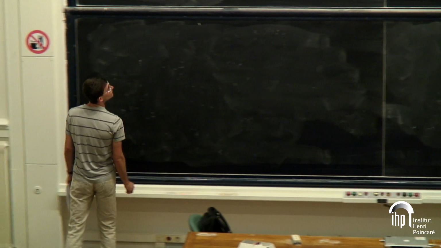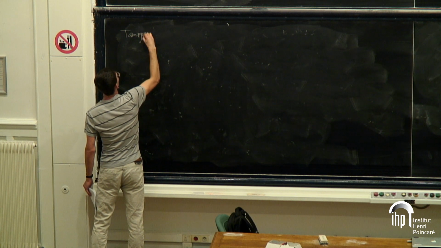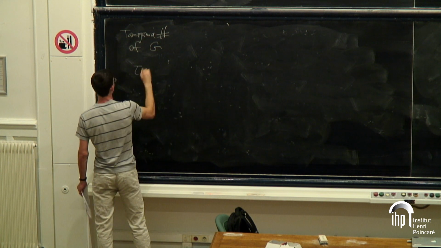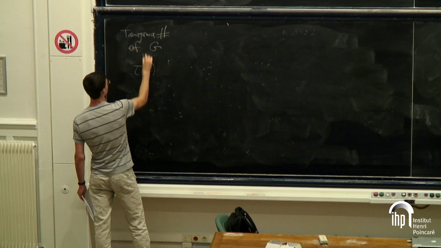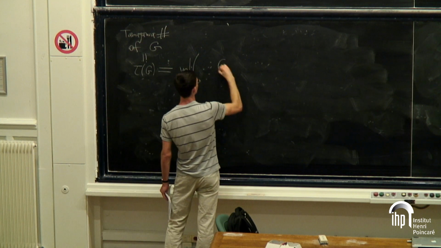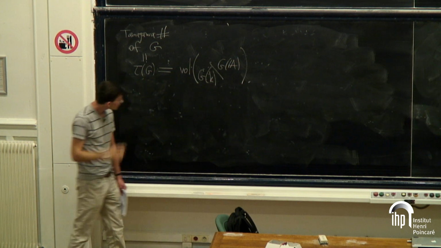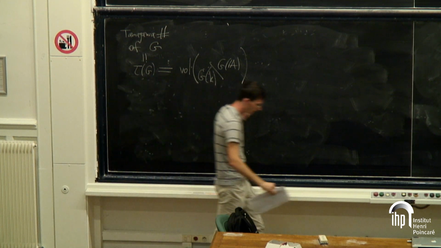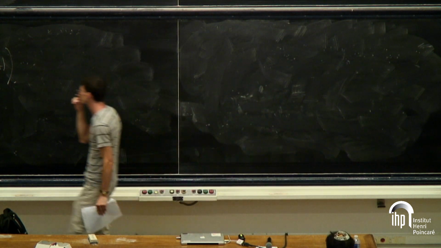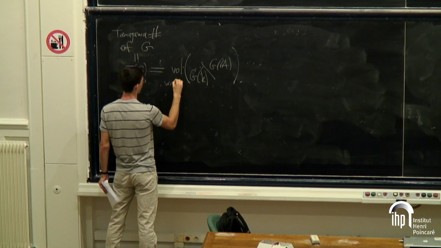OK, great. So now the Tamagawa number of G is essentially the following. This is just notation, and this is the volume of the following quotient. This quotient space is something that comes up a lot. If you've worked with automorphic forms, it comes up all the time. It's a very important space. And we take its volume, with respect to the Tamagawa measure.